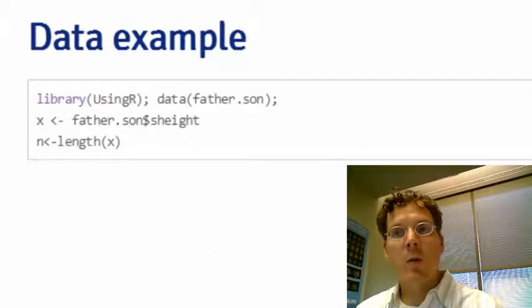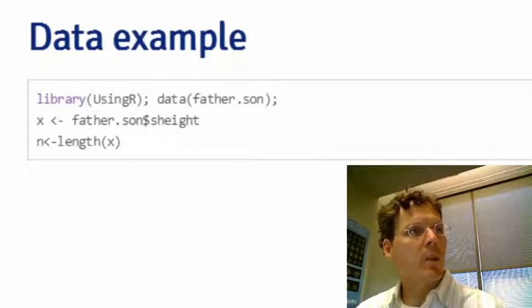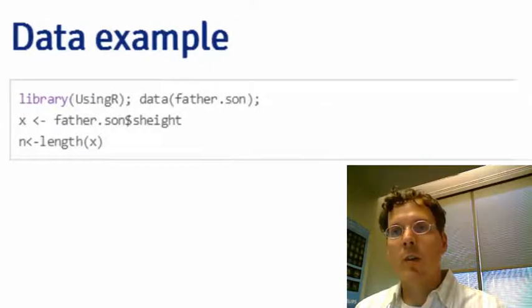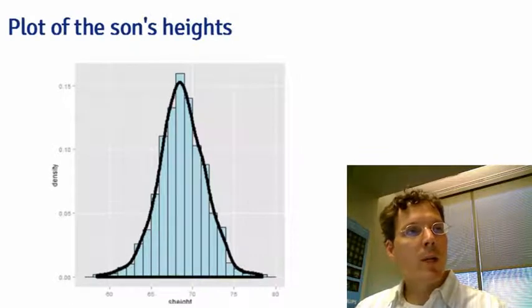And so let's actually go through a data example. Here I'm going to use the father-son data from the UsingR data set, and I'm going to grab the son's height, and n is going to be the number of observations, like always. If I were to plot a histogram of the son's height, I get this distribution right here, and I overlaid the histogram with a continuous density estimate.